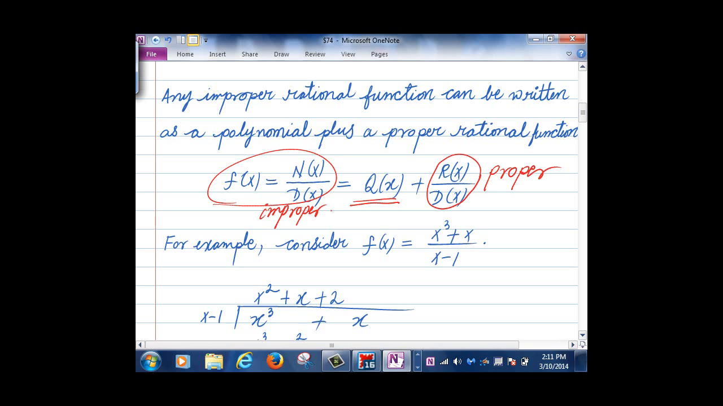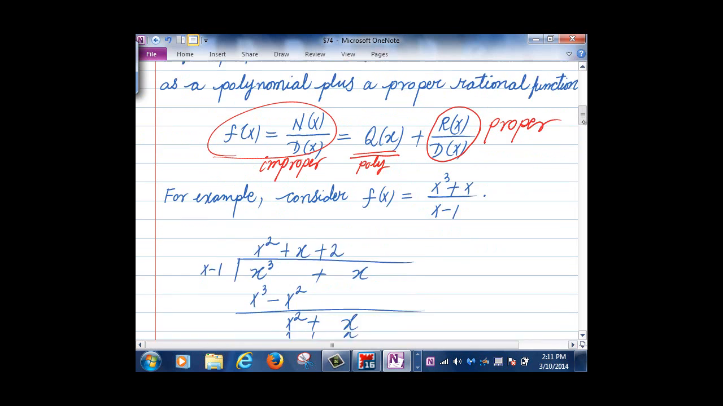So if I have an improper fraction, I can write it as a polynomial plus a proper fraction. Once again, the reason I did that is that I want to show you how to find integrals of proper fractions. If I know that, I can also handle improper, because I can express improper in terms of proper fractions. Let me give you an example.